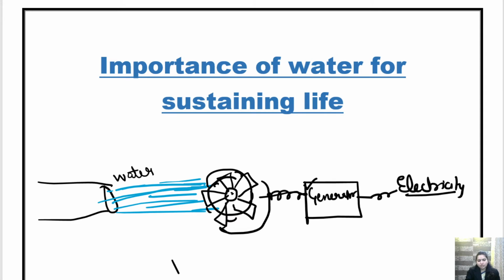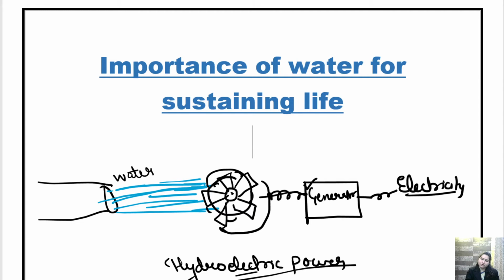Okay, so this is also called hydroelectric power. Hydro means water, electric power means generation of electricity. So it is also called hydroelectric power generation, or we can also write that it helps in generating electricity. Getting it? So for this process also water is used.